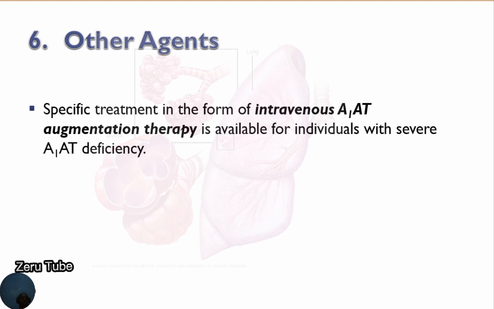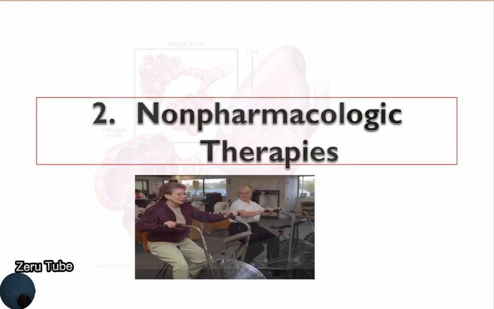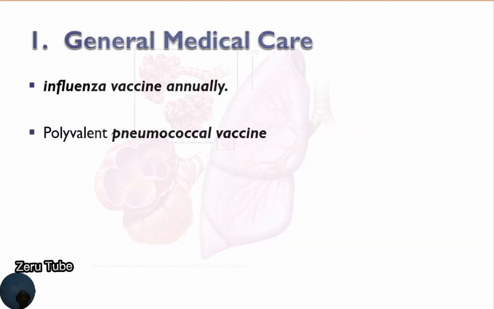Genetically, alpha-1 antitrypsin deficiency patient, we should give intravenous IV alpha-1 antitrypsin augmentation therapy. Alpha-1 antitrypsin enzyme inject we do. Then pharmacological therapies, we should give general medical care, influenza vaccine annually, polyvalent pneumococcal vaccine. These are general medical care.